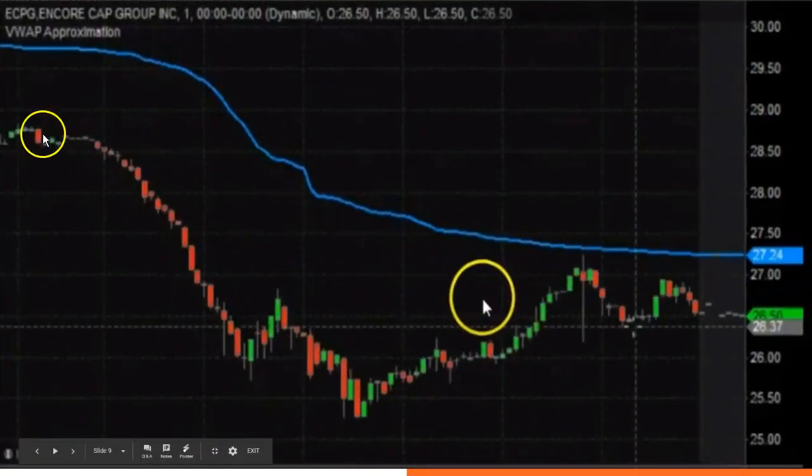Here's VWAP acting as resistance right here, and you see this stock is weak all day. All right, and it finally recovers some. It pushes back up to VWAP, only to be stopped at this resistance of VWAP.